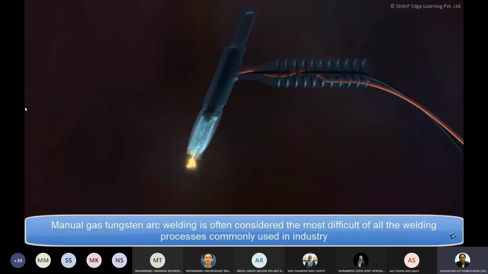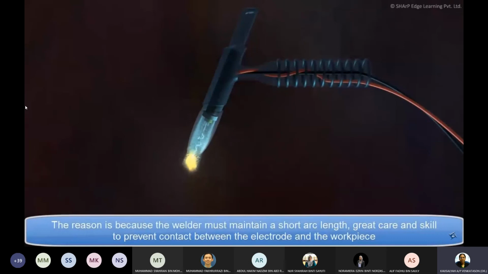Manual gas tungsten arc welding is often considered the most difficult of all the welding processes commonly used in industry. The reason is because the welder must maintain a short arc length, with great care and skill to prevent contact between the electrode and the workpiece.